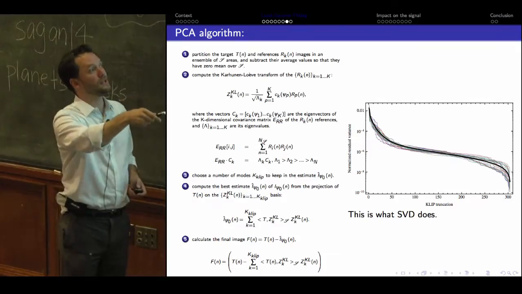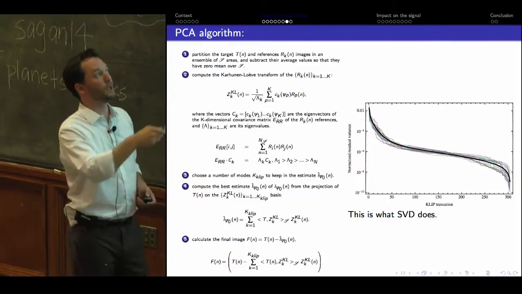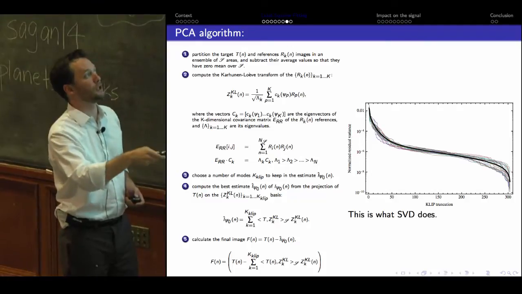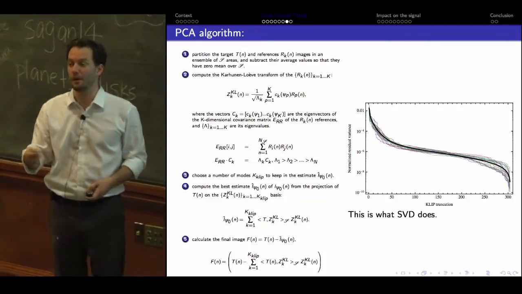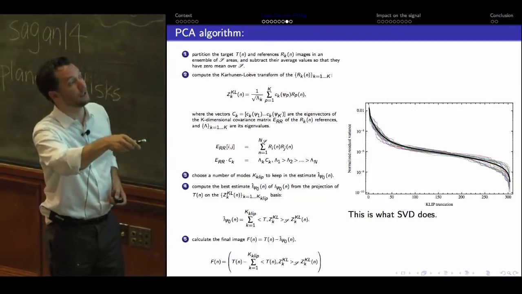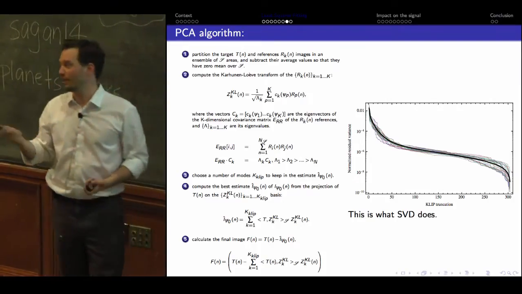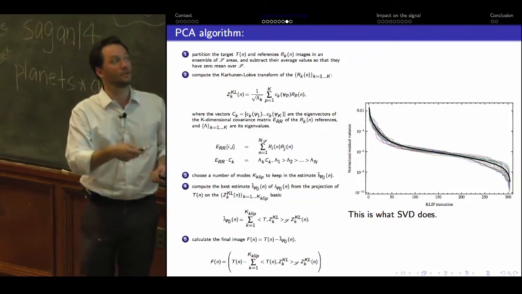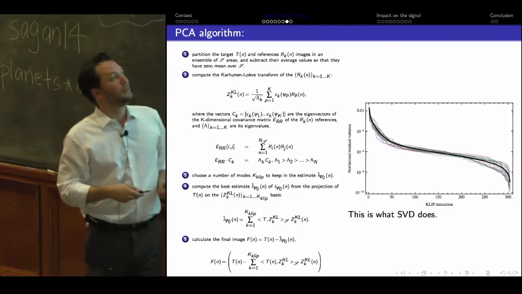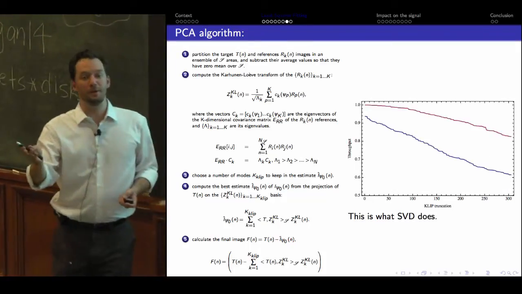But the noise in the residual image, as a function of the number of modes, can be really predicted by a very simple relationship between the eigenvalues of the correlation matrix. And these points here are actual real points based on the NICMOS PSF. So it's one of the cases where the theory actually matches what you're observing. And this gives you a proxy for what the residual noise in your image is going to be.